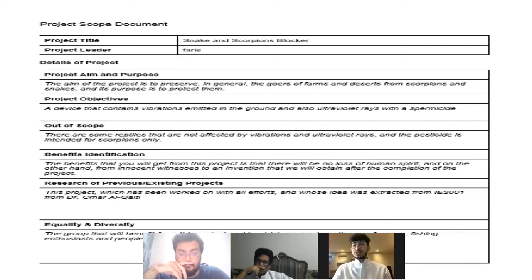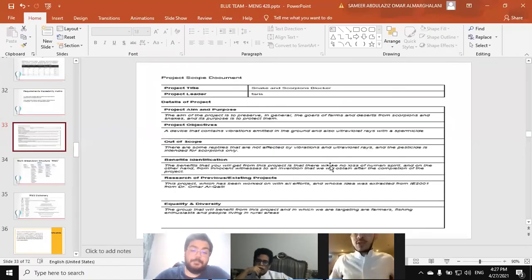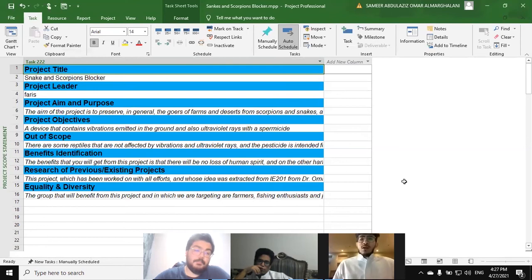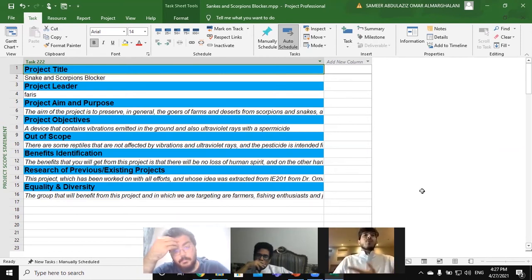And as you see here in the slide, we have a project scope statement, which has the project title and project leader. I'll go to MS Project to see this example and explain it in detail. Yes, this is the project scope statement we'll do in MS Project. First, let's talk about the project title. The project title here is Snake and Scorpions Blocker. And we also have the project leader, it's me, Faris.